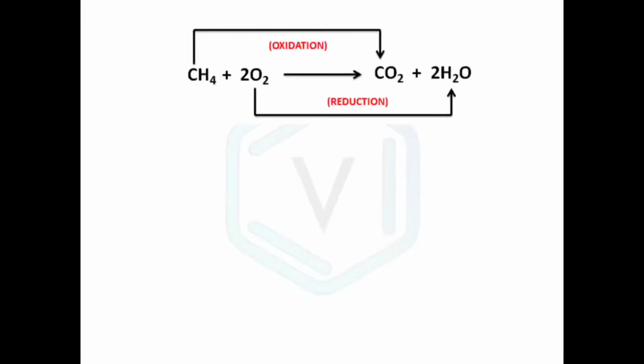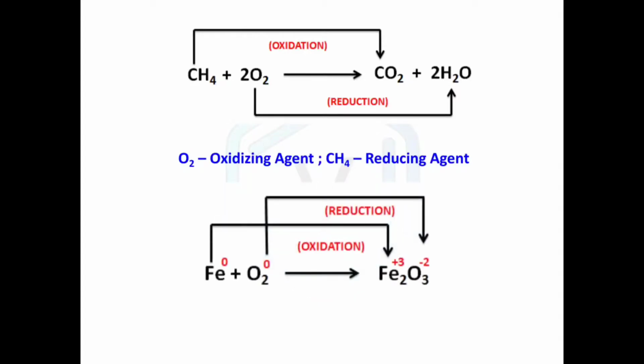The next example, CH4 plus O2 giving CO2 plus H2O. So here CH4 is undergoing oxidation and O2 is undergoing reduction. So oxygen is the oxidizing agent and CH4 is the reducing agent. Fe plus O2 giving Fe2O3. O2 is the oxidizing agent and iron is the reducing agent.